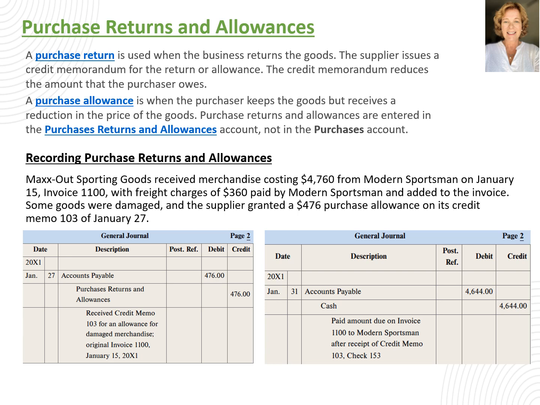When Max Out Sporting Goods pays Modern Sportsman, we debit accounts payable for $4,644 and credit cash for the amount of the original invoice of $5,120, less the credit memo of $476, or $4,644.